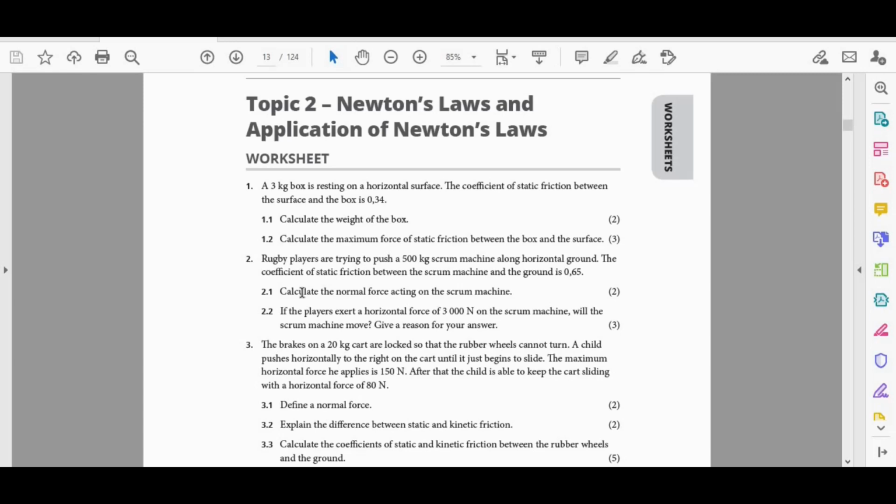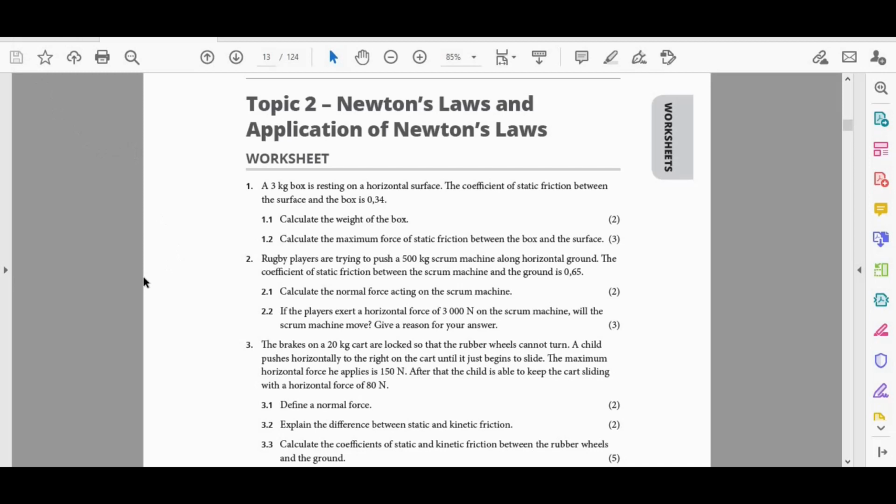Very interesting question there. And 2.2, if the players exert a horizontal force of 3,000 newtons on the scrum machine, will the scrum machine move? Give a reason for your answer. I'm going to let you do those two questions on your own. It's 3 marks and 2 marks, so that's 5 minutes. At 20 past, we'll mark again. Right, guys, it is 20 past.